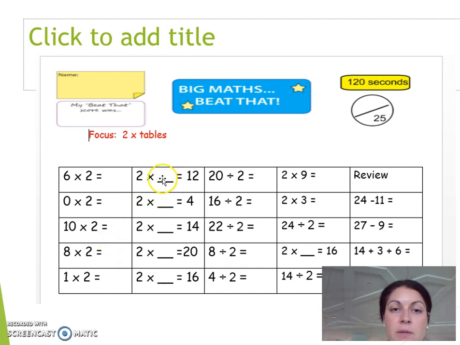Now they have to find out what the missing number is. 2 times something equals 12. So they can count up 2, 4, 6, 8, 10, 12. So 2 times 6 equals 12.